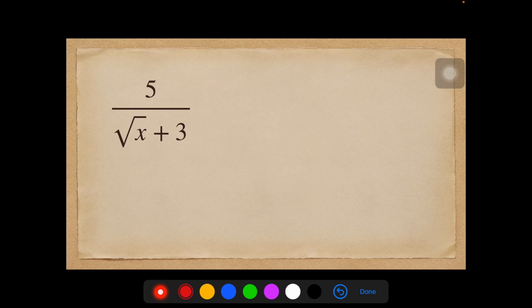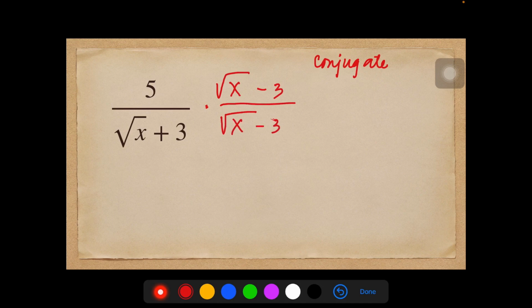For example, you have 5 over the square root of x plus 3. What do you think will be its conjugate? The conjugate will be square root of x minus 3. So we multiply by square root of x minus 3 over square root of x minus 3.